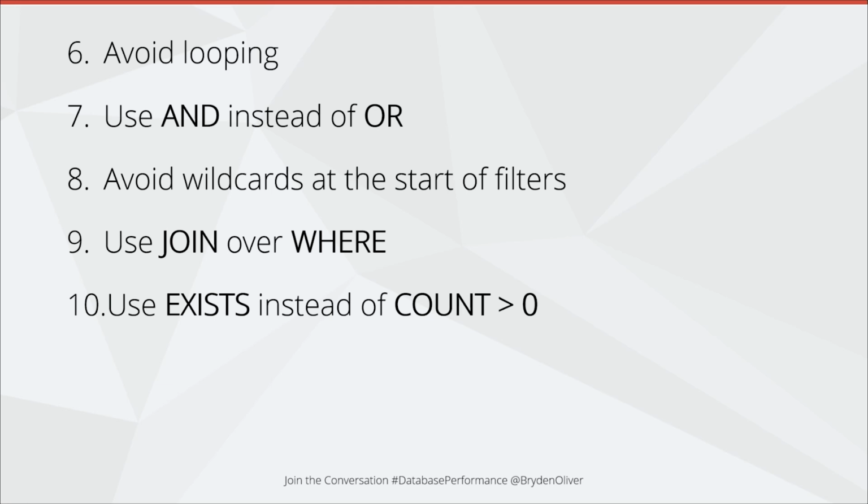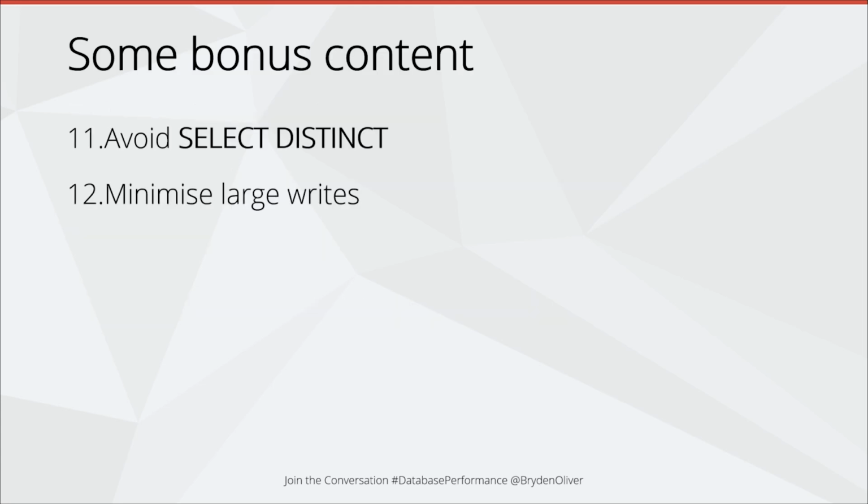Using join over where, I think that's more of a readability improvement as well, but it does have some improvement. And then we've got use exists instead of count, and that quite often gets you a big win. So using any if you're using EF Core. I can't remember the other languages' ORMs, but there's the same sort of thing there. So here's a few more.